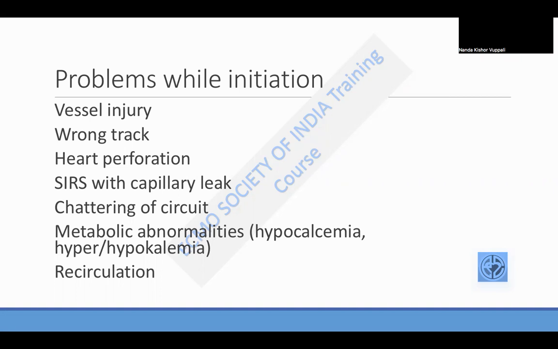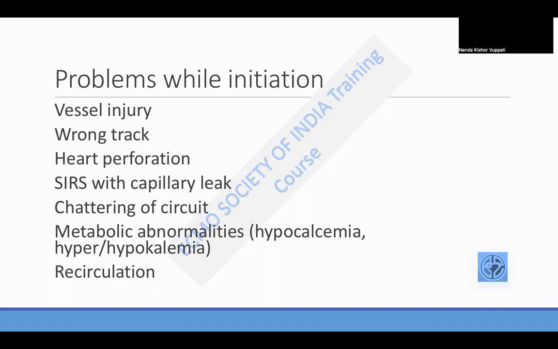Especially in an obese patient, if you're not able to navigate your dilator underneath the inguinal ligament, there's a high risk of wrong track formation. If you anticipate that, maybe it's better to go for an open surgical cut down and cannulate the vessel.